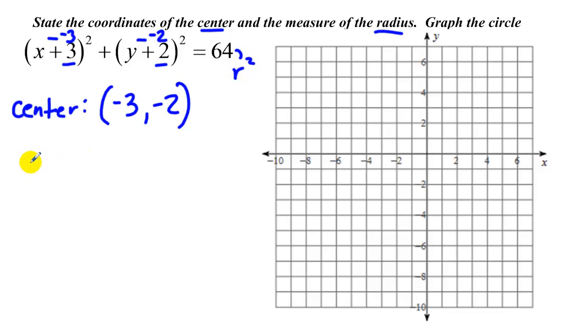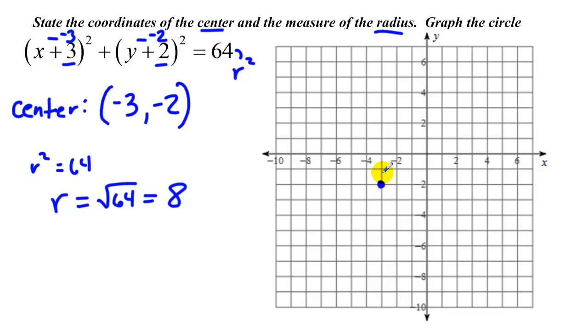So if we set that equal to r squared, 64 is r squared, then the radius is going to be the square root of 64. What's the square root of 64? That's 8. So we have a center of negative 3, negative 2, and a radius of 8. Let's go graph that, starting with the center. So plotting the point at negative 3, negative 2, and then I need to go out in all directions 8 units. Well, I'm just going to go up and over and down, and then we'll draw in our circle.